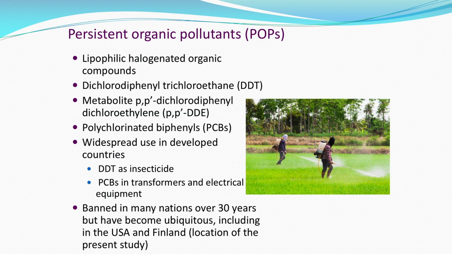So now I'll move on to persistent organic pollutants. These are lipophilic, halogenated organic compounds, and we focused on two main types. One was DDT, and that's best measured by the metabolite p,p'-DDE. And we also looked at polychlorinated biphenyls in the maternal sera. And these were in widespread use in developed countries: DDT as an insecticide, PCBs in transformers and electrical equipment. Now they're more in the developing world. And they've been banned in the developed world for many years, but they remain in the environment.